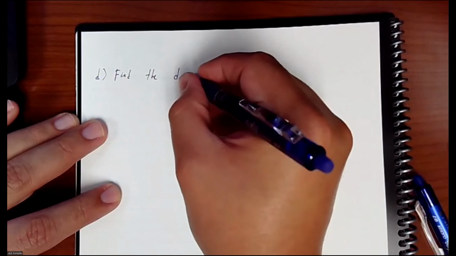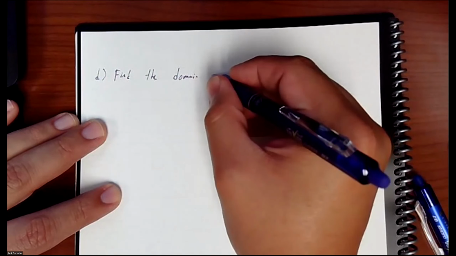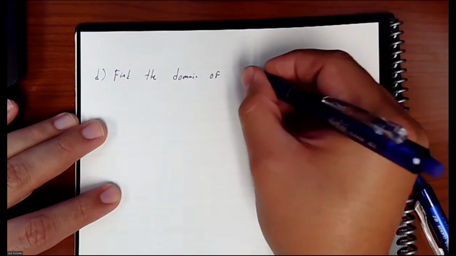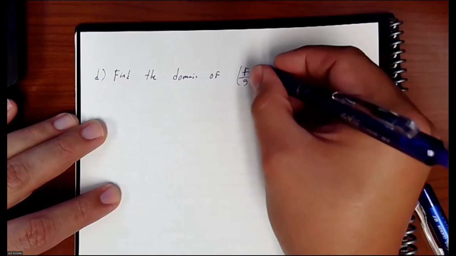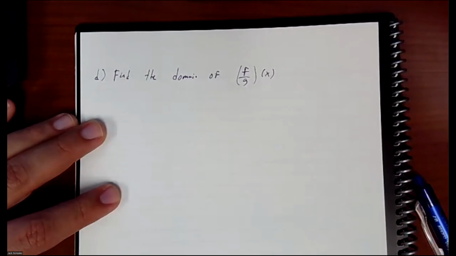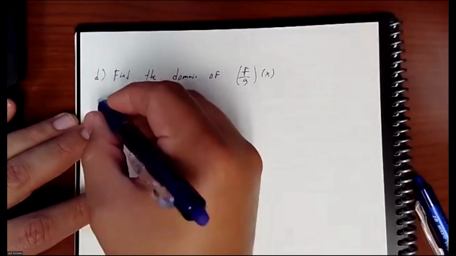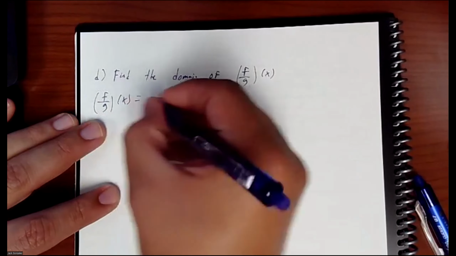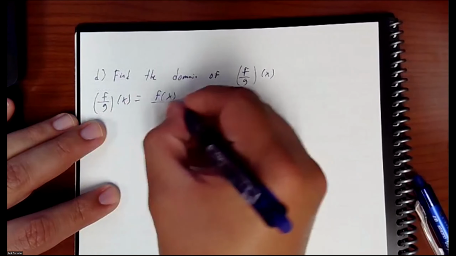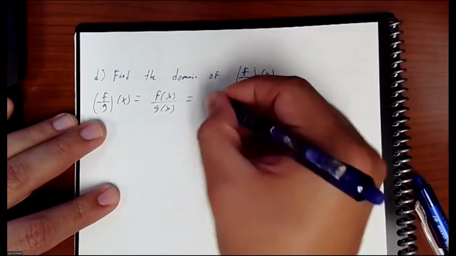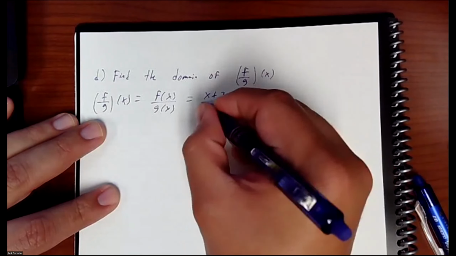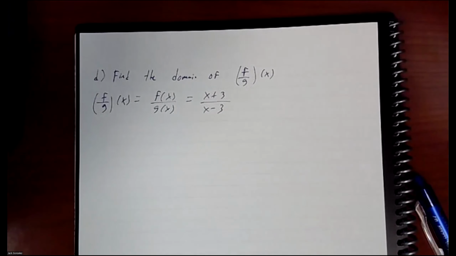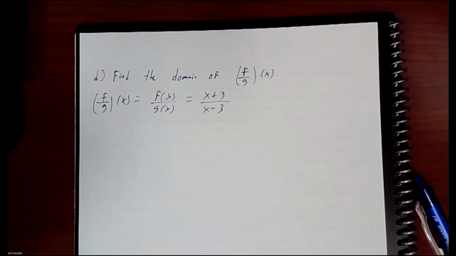Find the domain of f over g of x. So we know that f over g of x is equal to f of x divided by g of x, which would be x plus 3 over x minus 3, right? So technically, we need to find the function first.